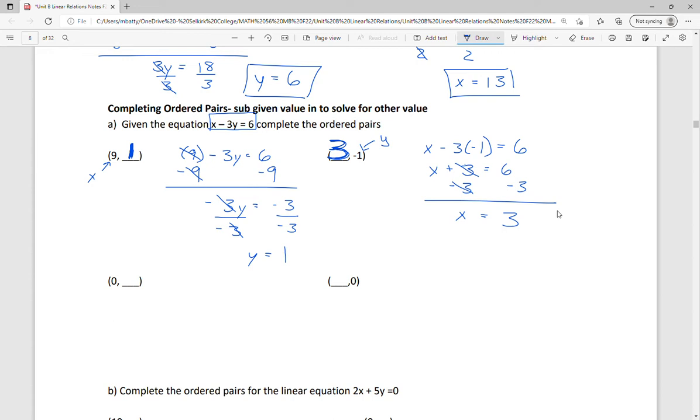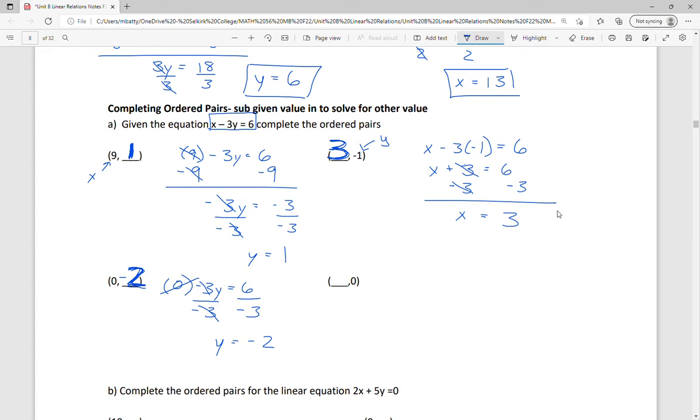The last ones are subbing in zeros, which are relatively quick to do. So I'm going to sub in a 0 where I see an x. So here's the first x subbed in as 0, 3y equaling 6. That goes away, it's essentially not there, and I'd have negative 3y equaling 6. So I can just divide by the coefficient straight off, nothing to move around, nothing to add and subtract, and get an answer of y equaling negative 2. So completing this ordered pair, when x is 0, y is negative 2. That would be a point on the line.